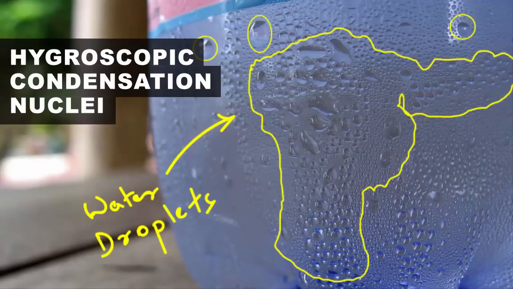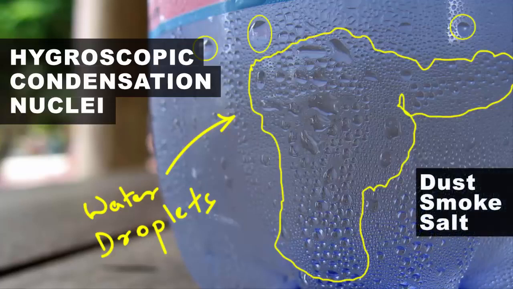So if anyone asks you what is there inside a water droplet, or what it is that is holding the water together in the shape of a drop, then you should be able to say that there are tiny particles of dust, smoke and salt which have the property to absorb water molecules from the surrounding environment. So this is what hygroscopic condensation nuclei are.